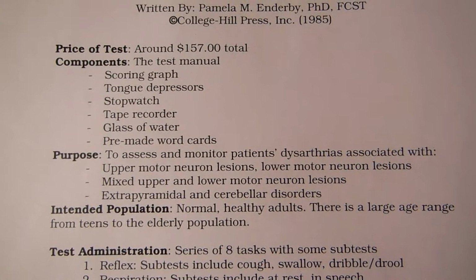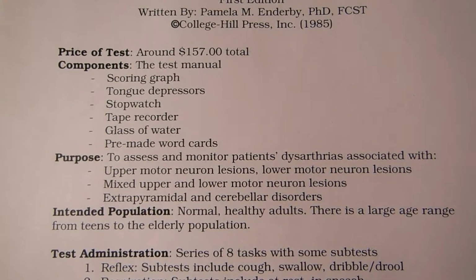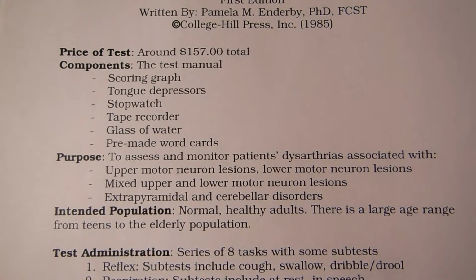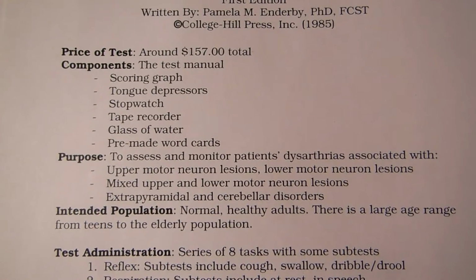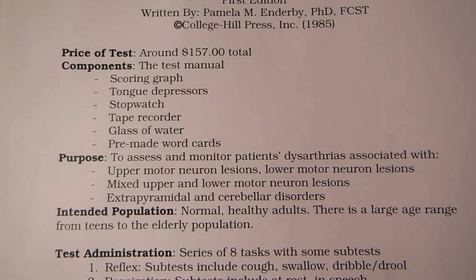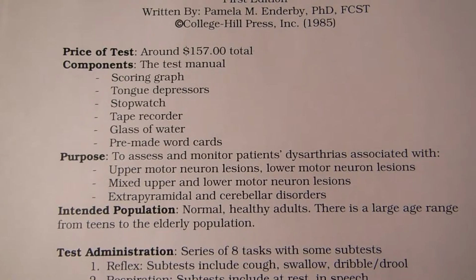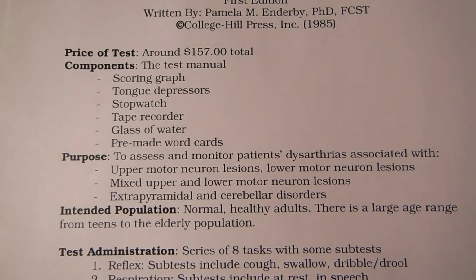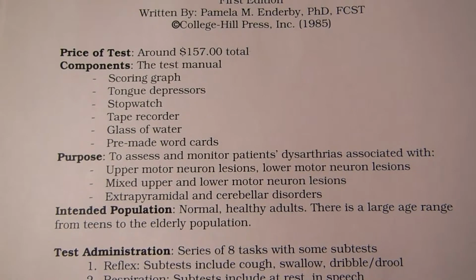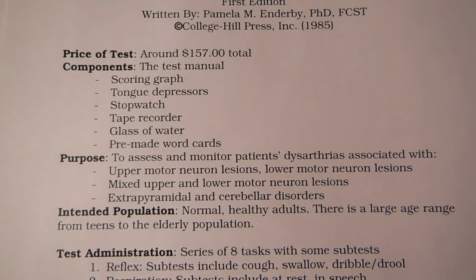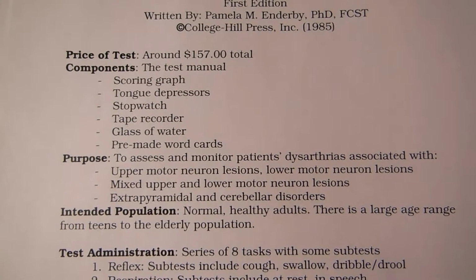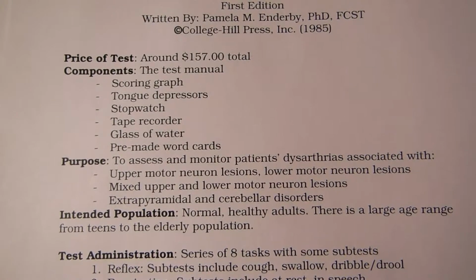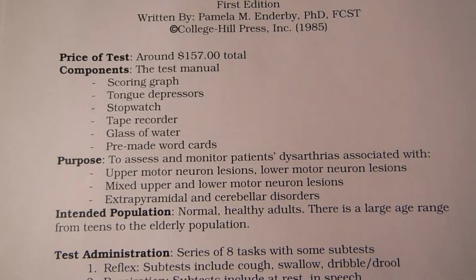The purpose of this test is to assess and monitor patients' dysarthrias that are associated with upper motor neuron lesions, lower motor neuron lesions, mixed upper and lower motor neuron lesions, extrapyramidal and cerebellar disorders. The intended population is normal, healthy adults. Throughout the initial test, there was a large age range that ran from teens all the way to the elderly population.